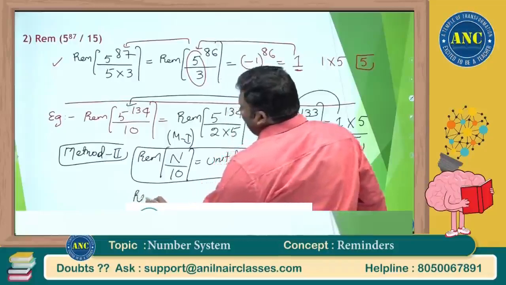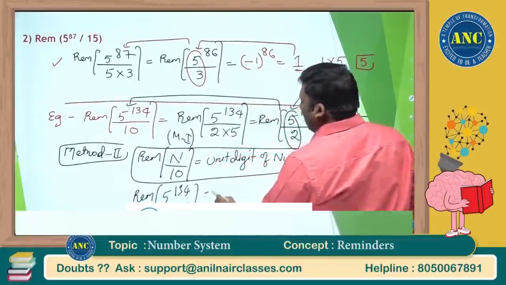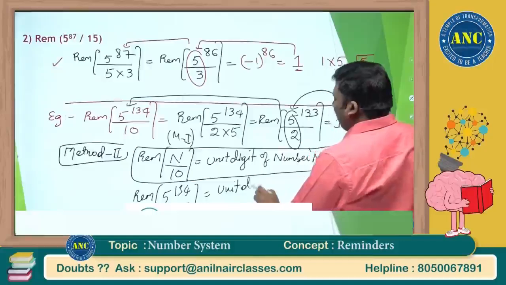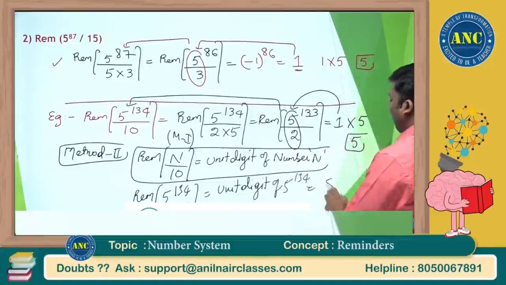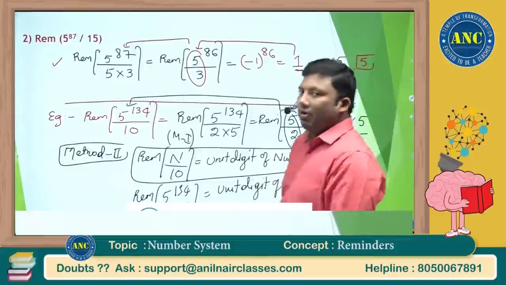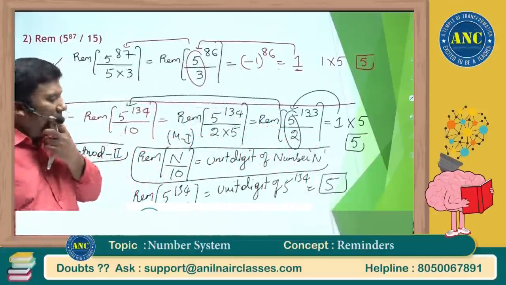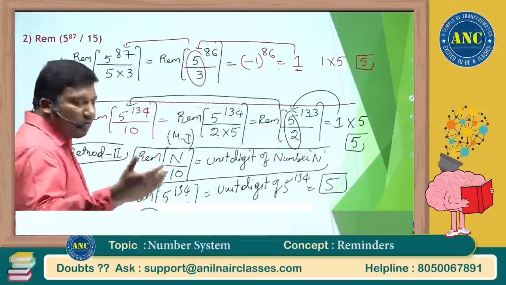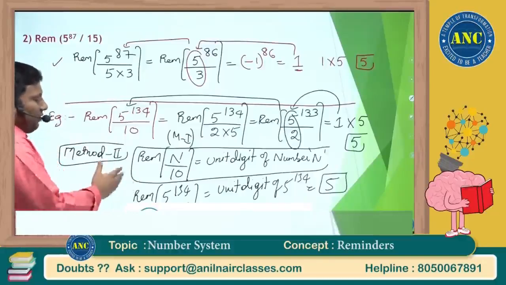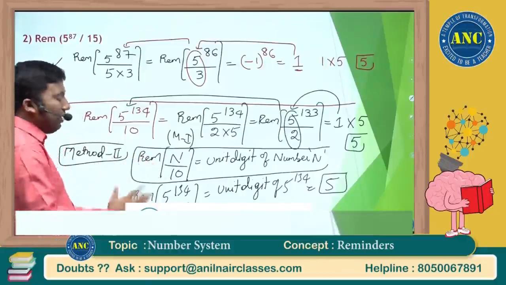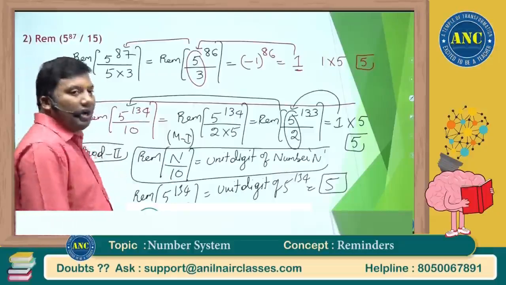So 5 power 134 divided by 10 is nothing but the unit digit of 5 power 134. 5 power any number, the unit digit will be 5. 5 square is 25, 5 cube is 125, 5 power 4 is 625. So the unit digit of 5 power 134 is nothing but 5. I hope the idea is clear.